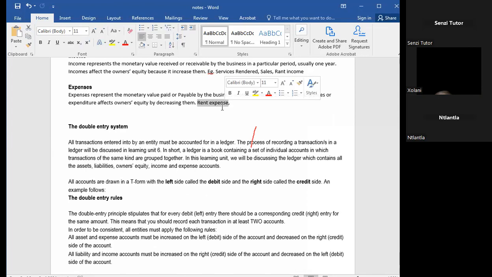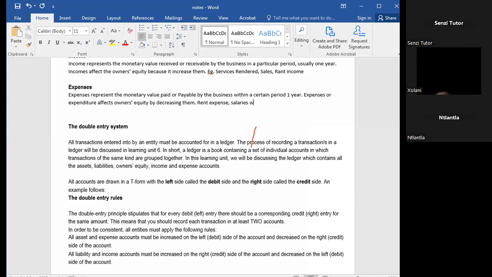A business can rent a building, maybe any building that they operate in. Then the amount of money that they need to pay is rent expense. Also, salaries and wages. Everything that must be payable, guys, is called what?